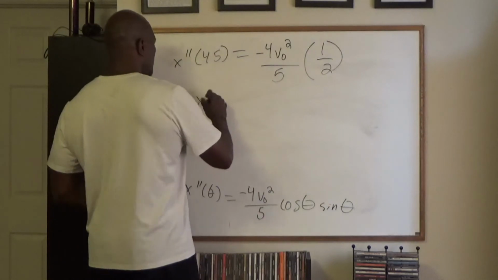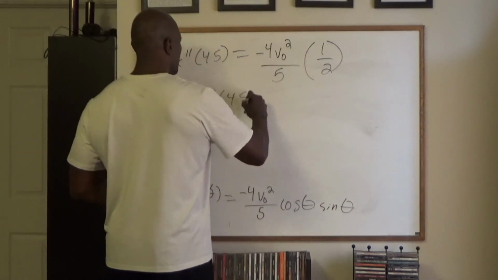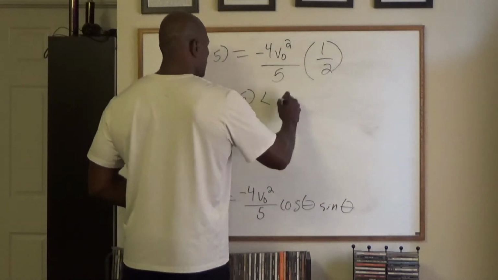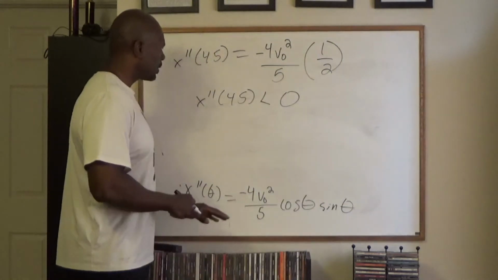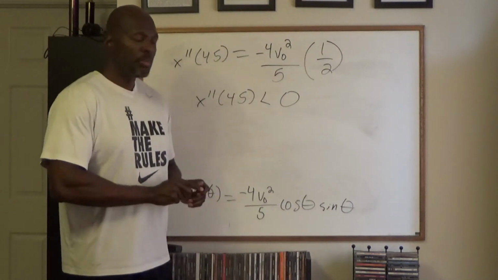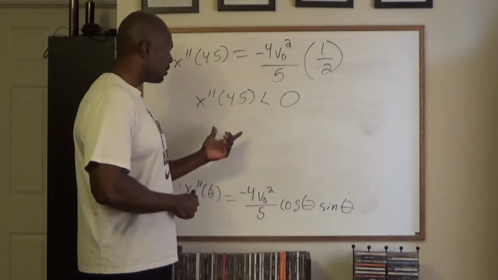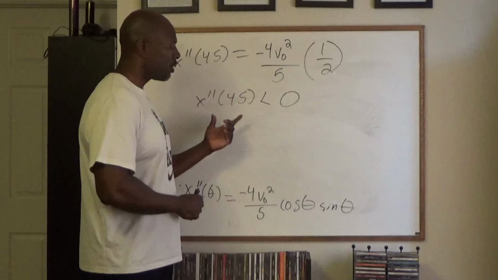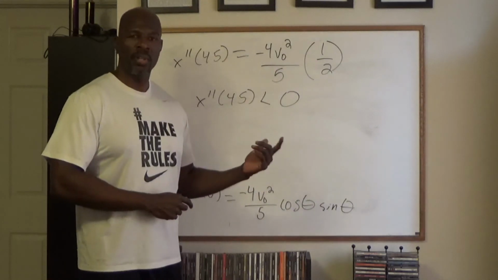So that means that the second derivative is less than 0, which confirms that theta equaling 45 is a relative max, which means that the angle that I can use to throw the ball the farthest is 45 degrees.